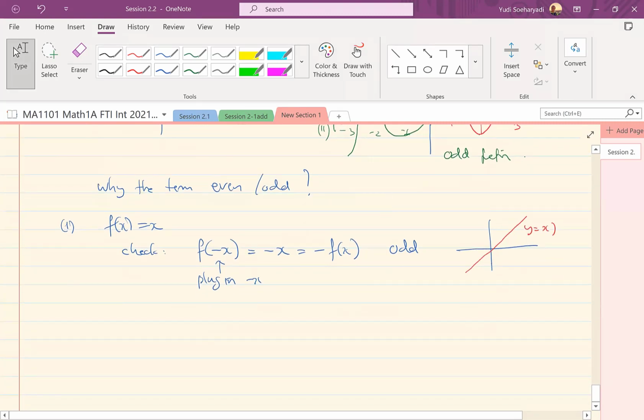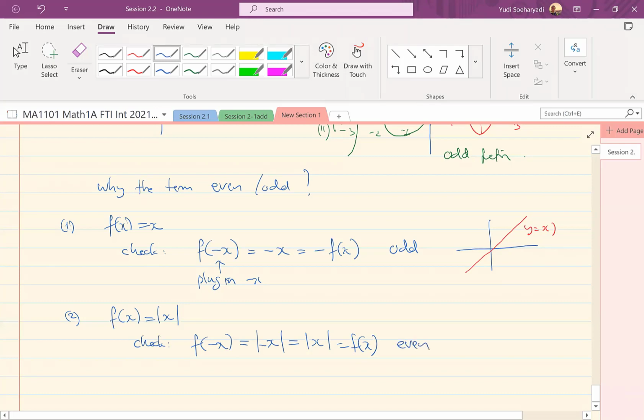All right. So what about this one? f of absolute value of x. Check here. Plug in -x. The absolute value of -x is the same as the absolute value of x. So this equals f of x. That means this is even, and maybe without the graphics, a mirror image with respect to the y-axis.